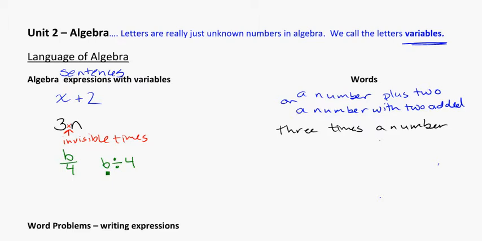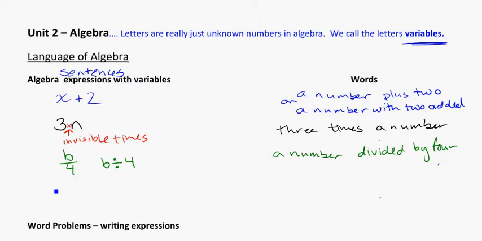So what's going on here is b is being what? It's being divided by 4. So I would say a number we don't know, a number divided by 4. That's how I would put into words what I'm looking at here. b over 4, or b divided by 4, is just a number divided by 4.